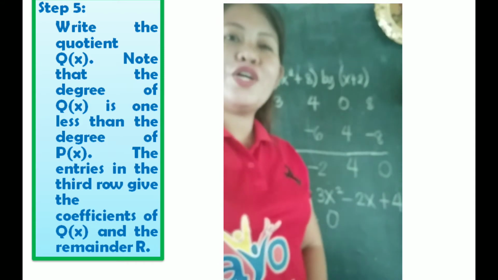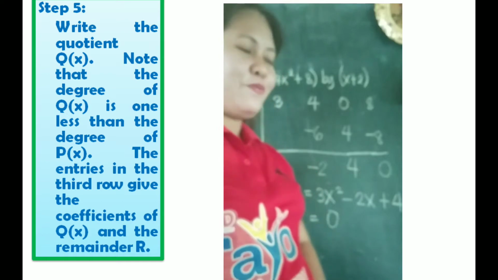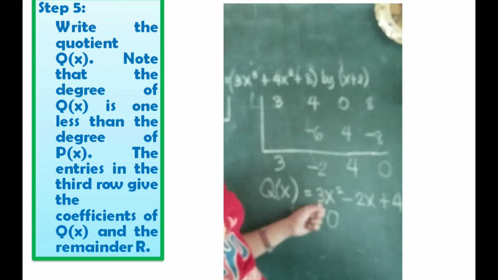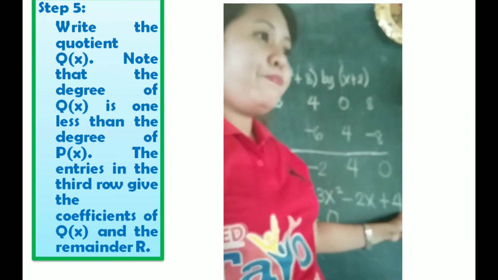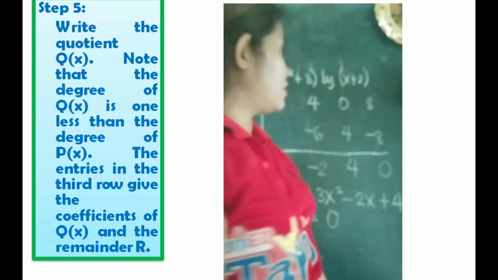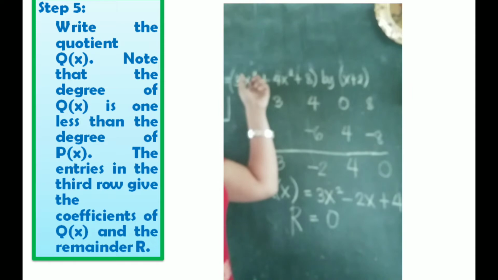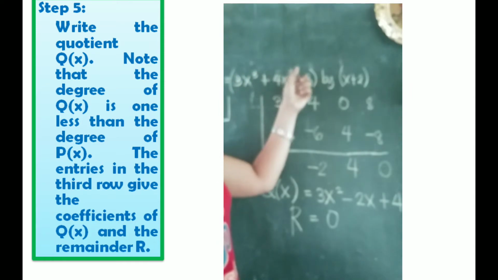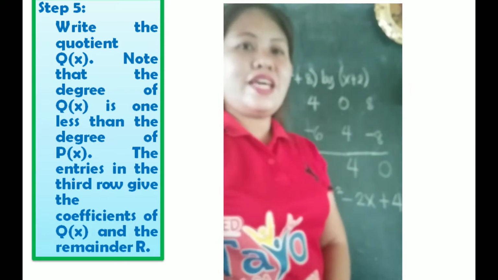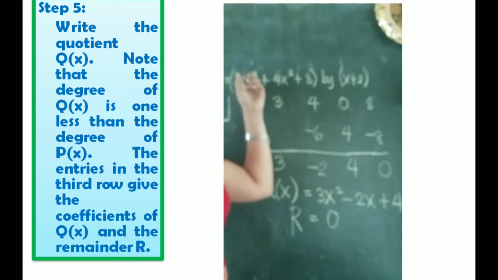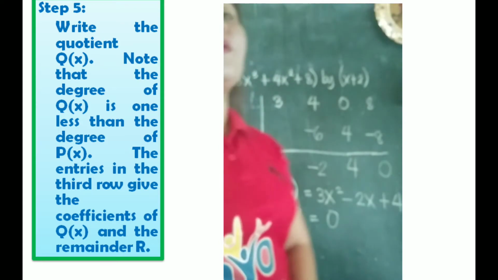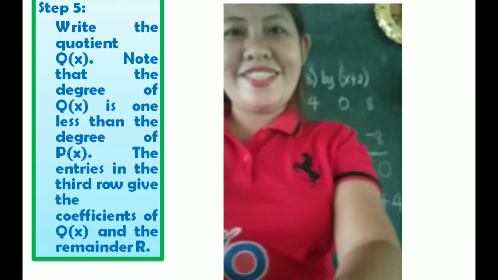Therefore, what is your conclusion about this? Your quotient 3x squared minus 2x plus 4 is a factor of your dividend 3x cubed plus 4x squared plus 8. At the same time, your divisor x plus 2 is also a factor of your dividend 3x cubed plus 4x squared plus 8. That's it.